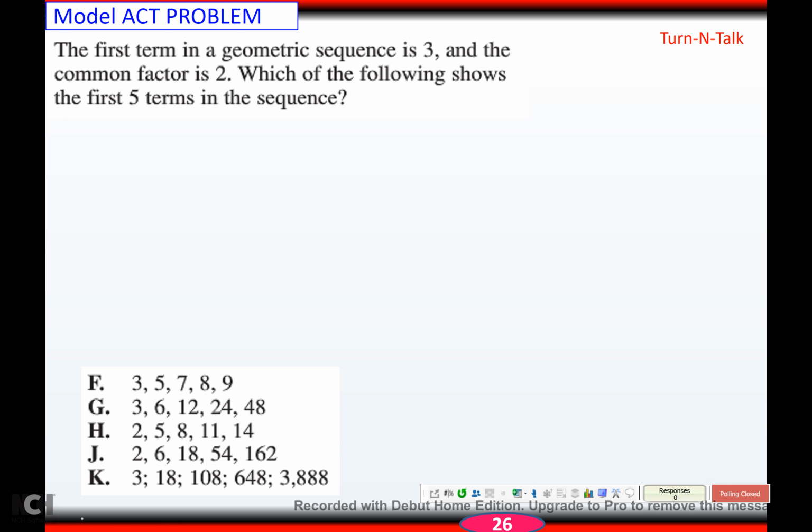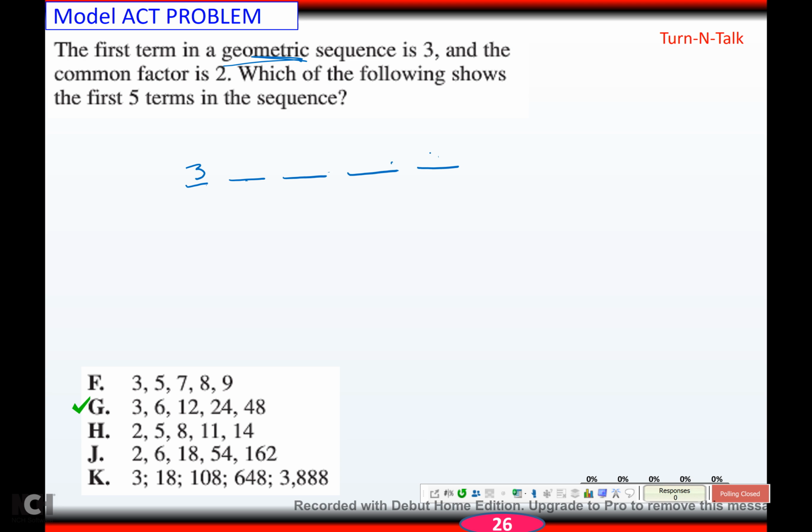Okay, hit pause. Come back when you're ready. And hopefully you got G. The first term in a geometric, which means they're going to multiply, sequence is 3, and the common factor is 2. They want to know which of the following shows the first 5 terms in the sequence.